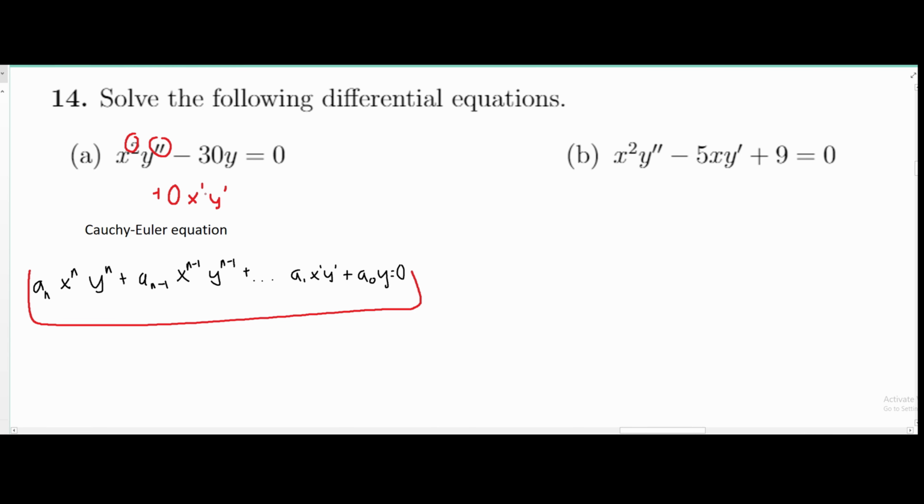If we have an x to the first, we need a y prime, first derivative. If it's x squared, we need second derivative. And if it's x to the 0th, there is no derivative on the y. Same thing for b. We have x squared, so we need y to the second derivative. We have x to the first, so we need y to the first derivative. And here we just have a constant.